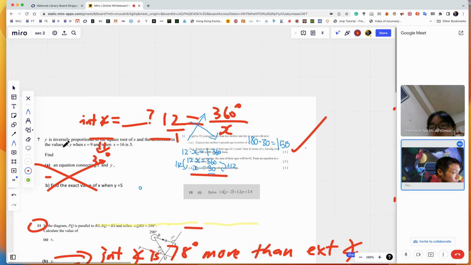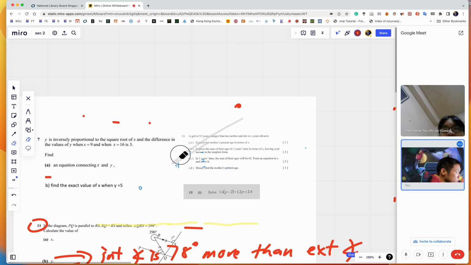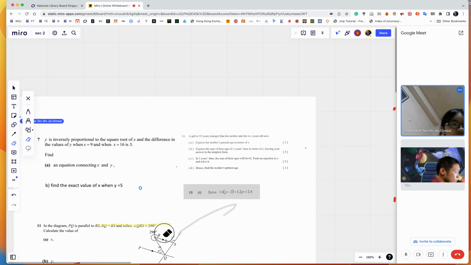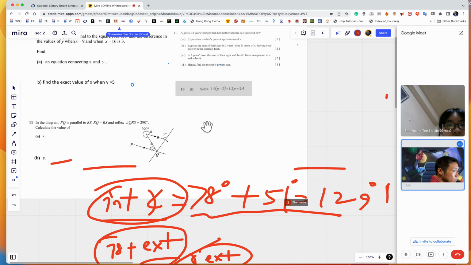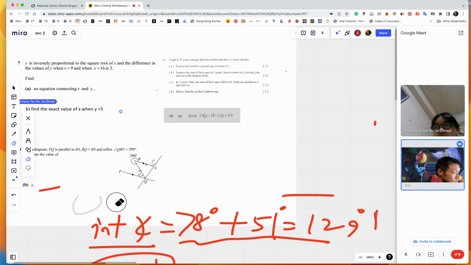Let me just get rid of all this. Okay, question 7. Can you see question 7? Page 3, question 7. Can you see already? Yeah. Okay, good. Don't tell me you have not learned this one now. This is proportionality. Okay, follow all the steps and figure it out.